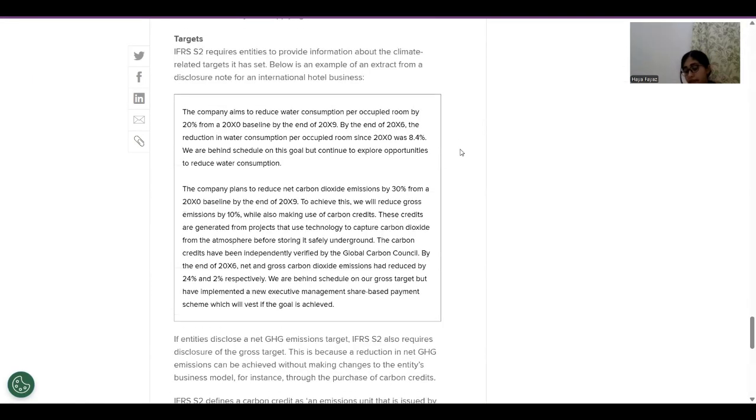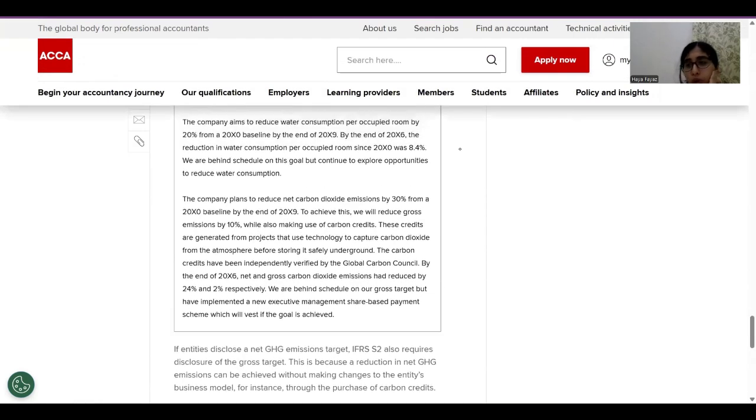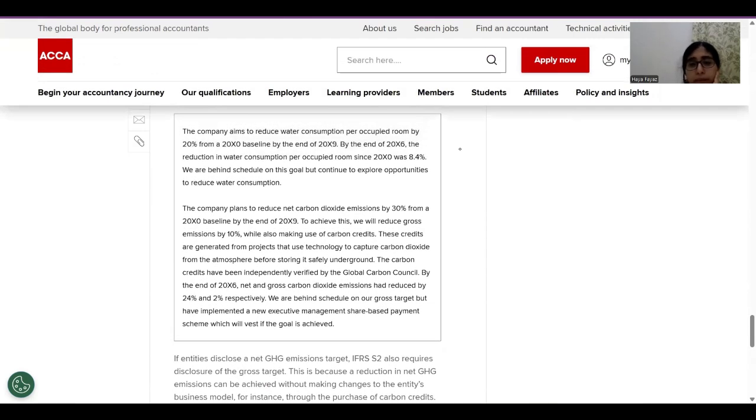Targets. Okay, targets. Entities provide information about the climate targets. So sometimes, according to IFRS and according to the government, they expect you to disclose about the targets. How well have you met the targets? What is the progress towards them? What are the strategies that you have applied for the same, and so on.